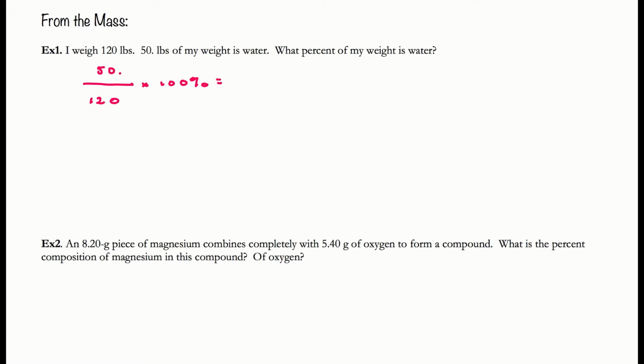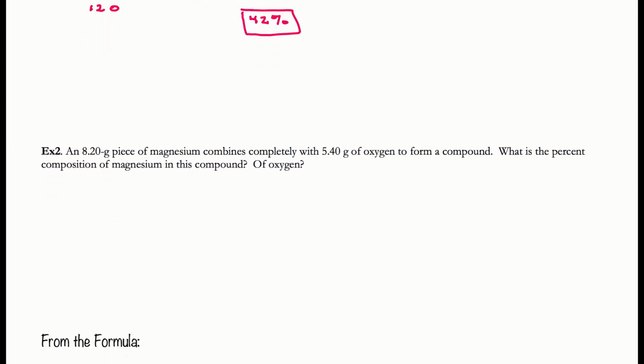When I do that, keep in mind I want to have 2 sig figs here. I get 41.67%, but I want 2 sig figs, so I'm going to round to just 42%. So what percent of my body is water? 42% of it. I put the weight of water, or of whatever I'm concerned about, on top, and then I put the total on bottom. So let's look at a chemistry example now.